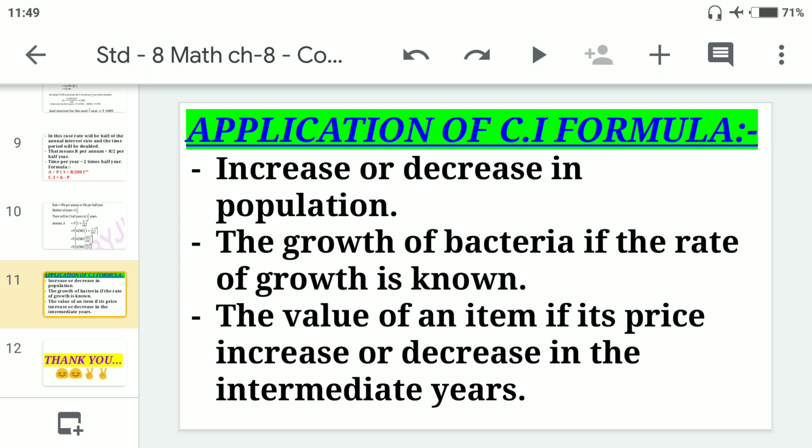Then the growth of bacteria, if the rate of growth is known, that is the same thing. Bacteria, whatever new bacteria are produced, this will be included with the previous number of bacteria. And since in bacteria the time period should not be taken as 1 year or 2 years, 1 hour or 2 hours is sufficient, because bacteria do not live more than some hours. Okay. Then the value of an item, if its price increases or decreases in the intermediate year, in this way also you can calculate by applying this compound interest formula.